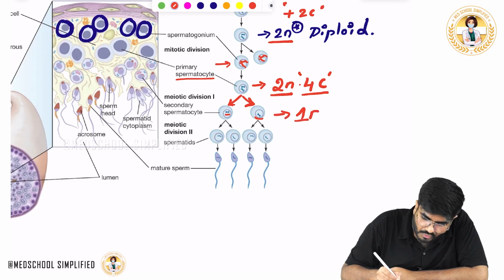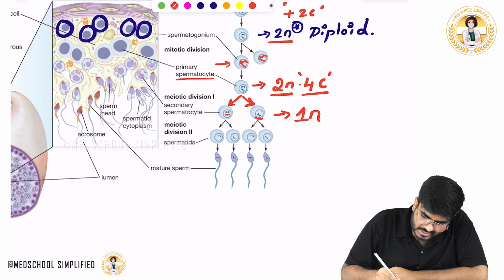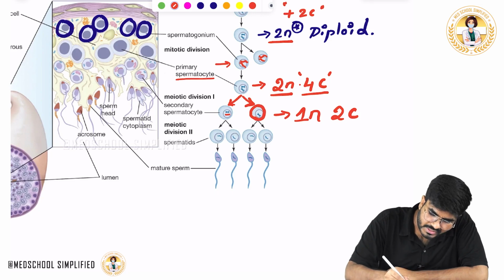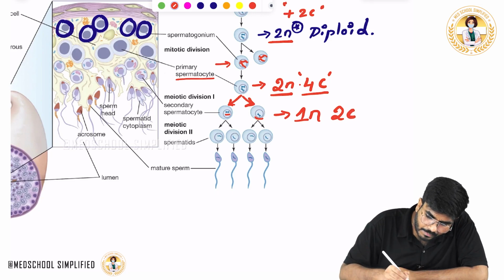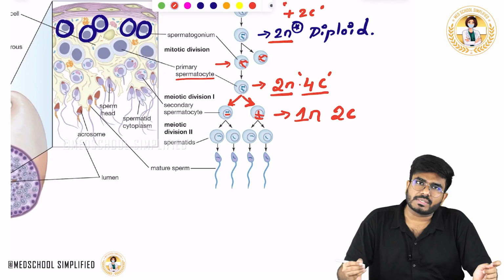Now it is 1n, 2c. Inside the cell, you can see only one set of chromosomes is there, so it is haploid, 1n. But still, sister chromatids are there, two sister chromatids are there. So it's 1n, 2c.